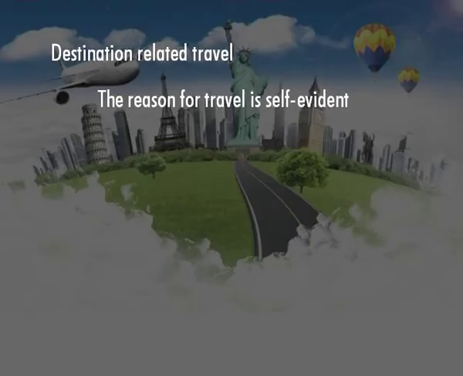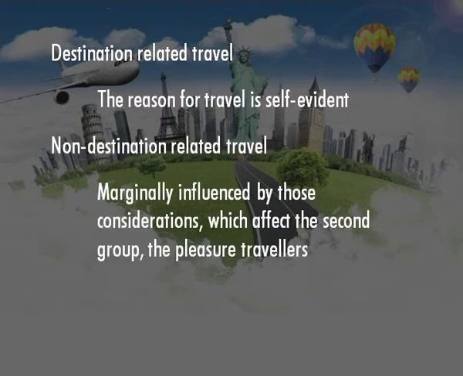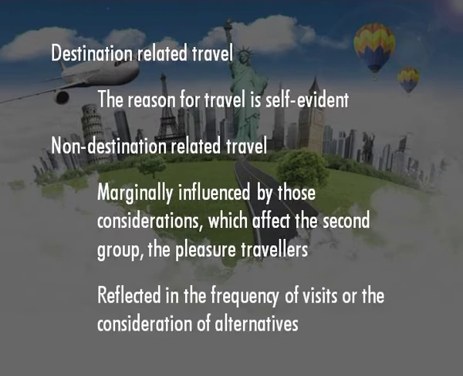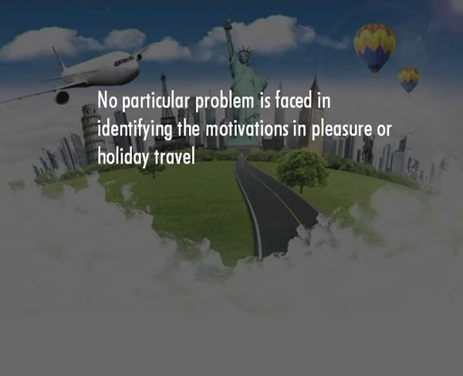The reason for travel in the case of businessmen and others in the first group is self-evident. Each may indeed be marginally influenced by those considerations which affect the second group, the pleasure travelers. This may be reflected in the frequency of visits or the consideration of alternatives, as for example, in the choice of venues for conventions and conferences. However, no particular problem is faced in identifying the motivations.